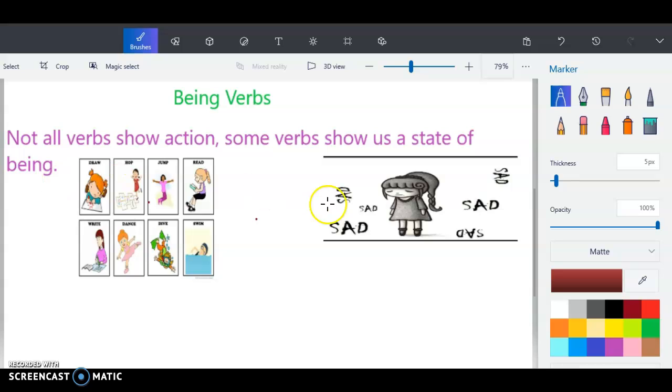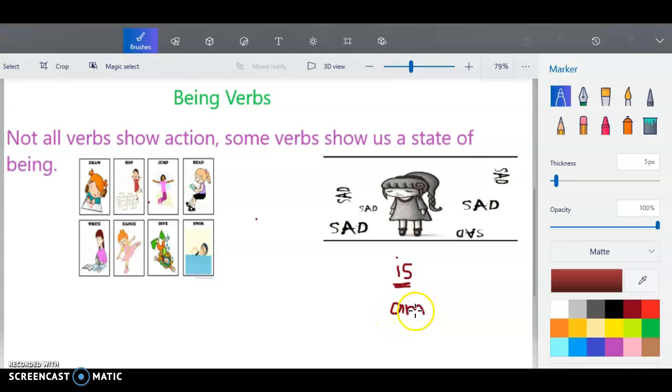So, for example, we have a little girl here. How does she look? She looks like she's feeling sad. How could I put that in a sentence? I could say, the little girl is sad. Right? I could also say, if I'm talking about first person, myself, I am sad.